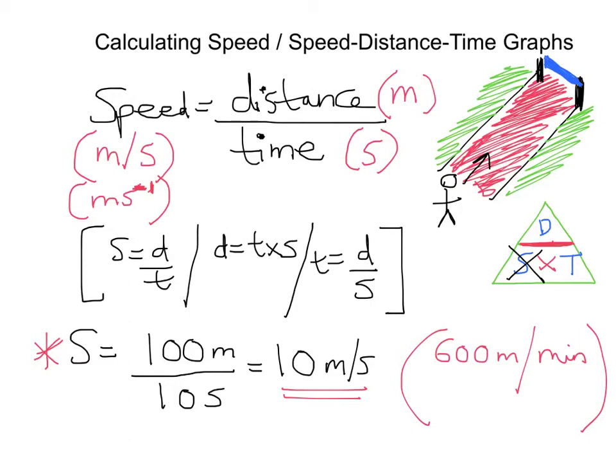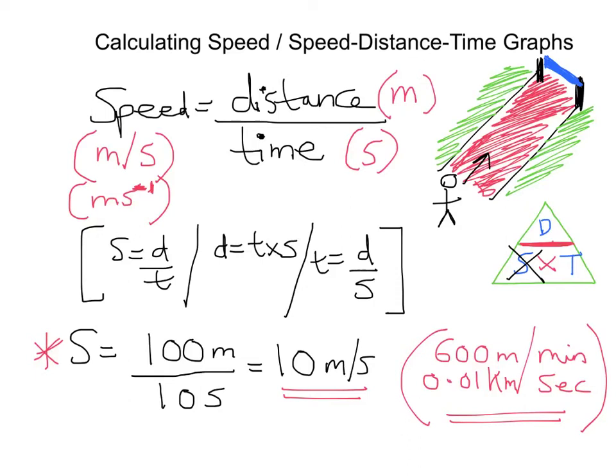Or if I were to convert it into kilometres per second, 10 metres is the same as saying 0.01 kilometres. Kilo means 1,000. So 10 metres per second is the same as saying 0.01 kilometres per second. You may get asked to convert between units, or you may get asked just to calculate a speed given a set distance and time. So that's how you work out speed.